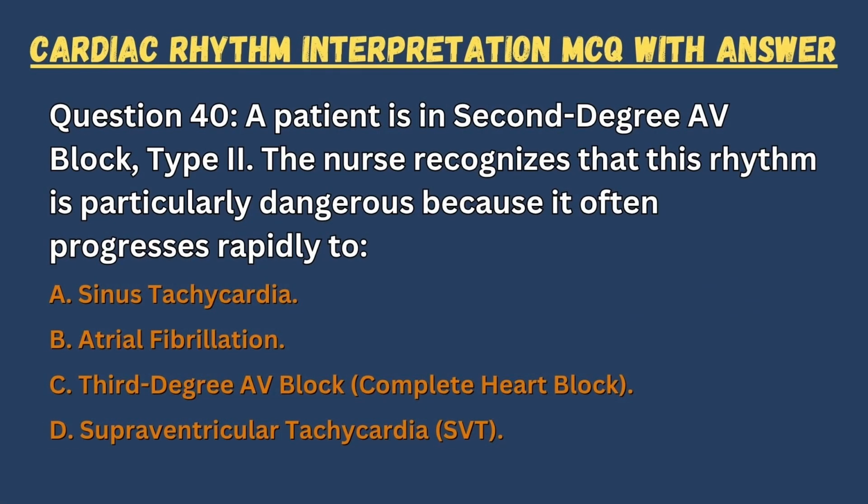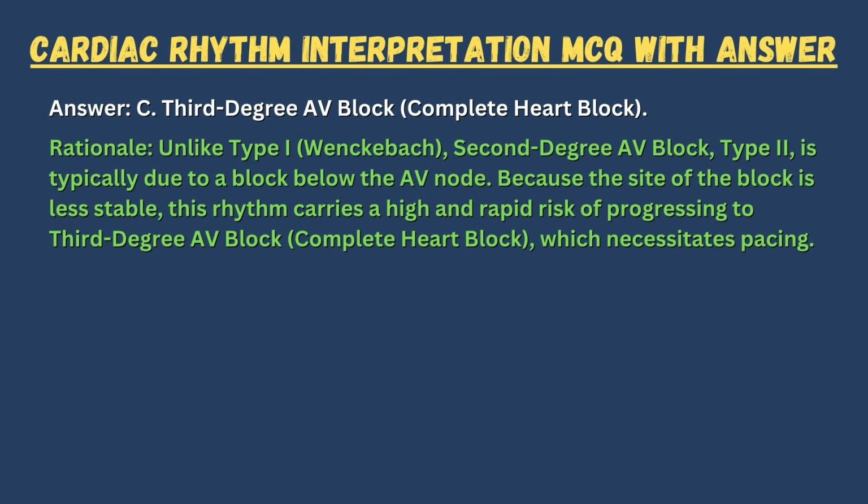Question 40. A patient is in second-degree AV block, type 2. The nurse recognizes that this rhythm is particularly dangerous because it often progresses rapidly to A. Sinus tachycardia. B. Atrial fibrillation. C. Third-degree AV block, complete heart block. D. Supraventricular tachycardia, SVT. Answer. C. Third-degree AV block, complete heart block.